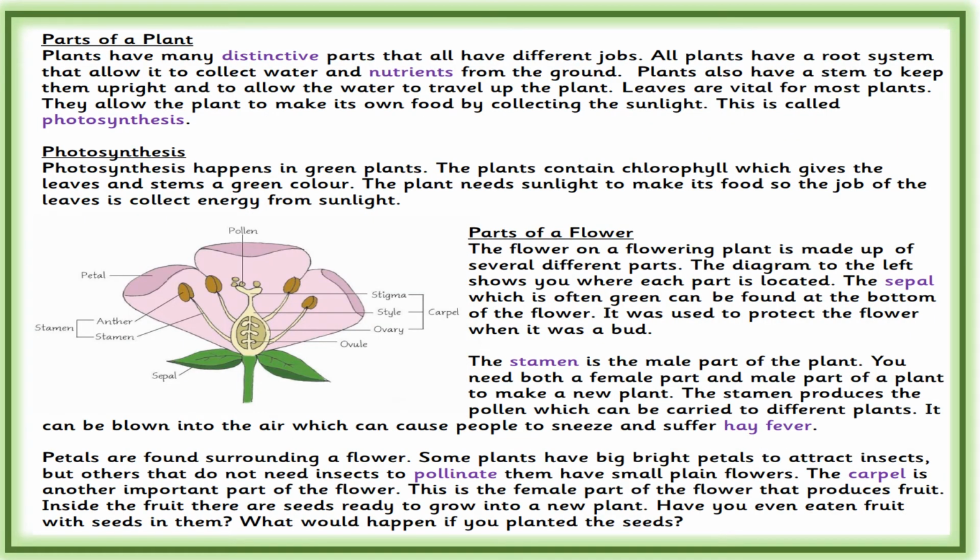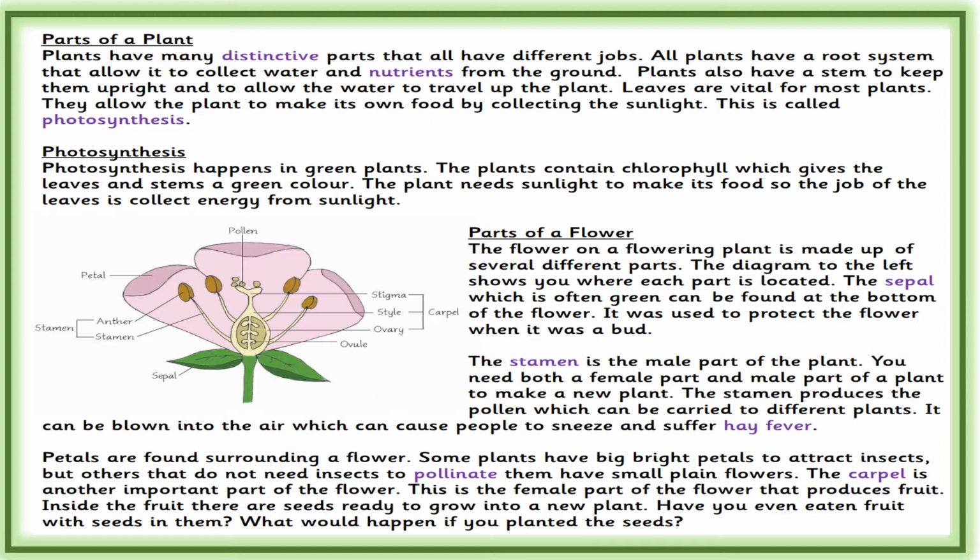Parts of a plant. Plants have many distinctive parts that all have different jobs. All plants have a root system that allow it to collect water and nutrients from the ground. Plants also have a stem to keep them upright and to allow the water to travel up the plant. Leaves are vital for most plants. They allow the plant to make its own food by collecting the sunlight. This is called photosynthesis.